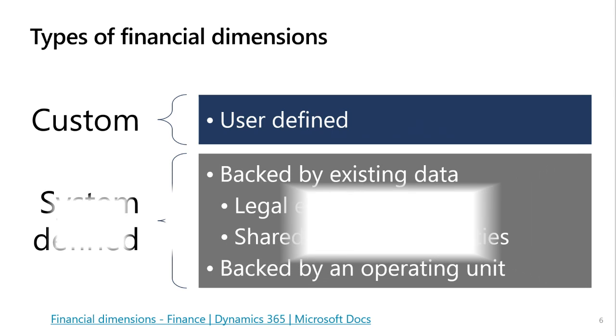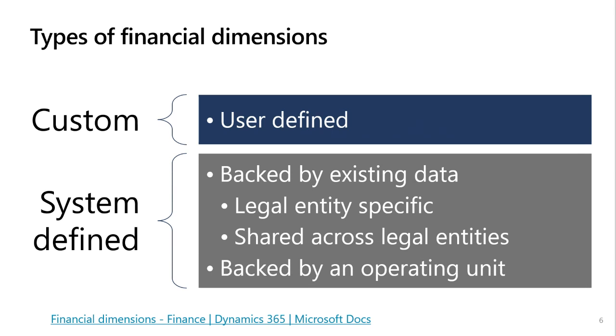Next are system-defined dimensions. These are special types of dimensions where the values come from another source or entity in the system. When we think about system-defined dimensions, there are 2 types of entities that can be used. First are dimensions that are backed by existing data. Examples of this might include things like customer, customer group, item, item group, and so on.